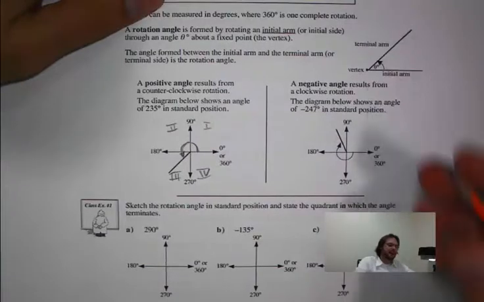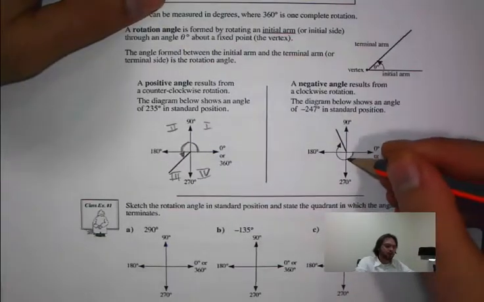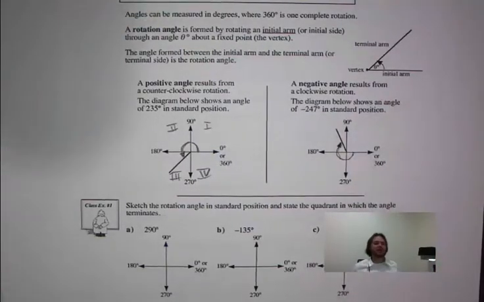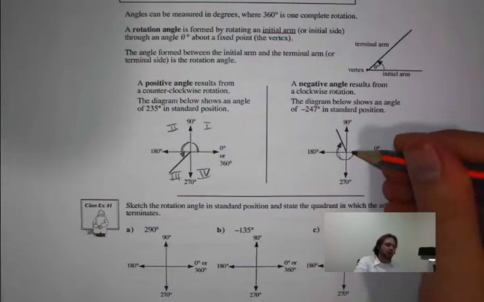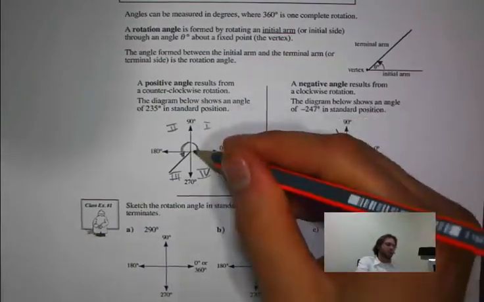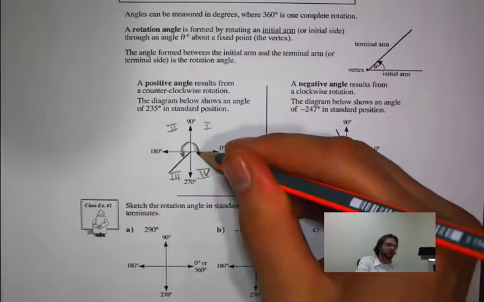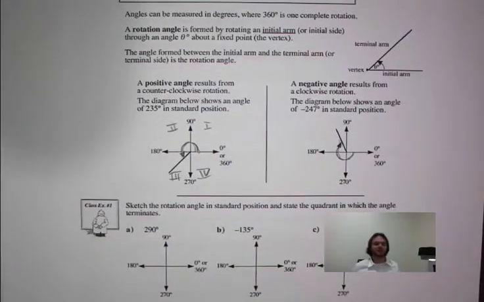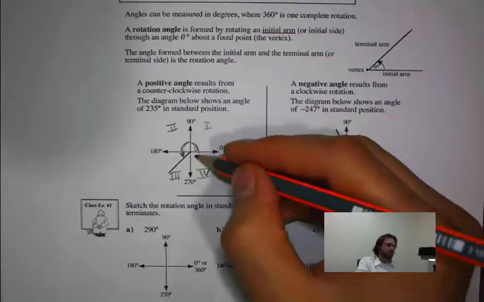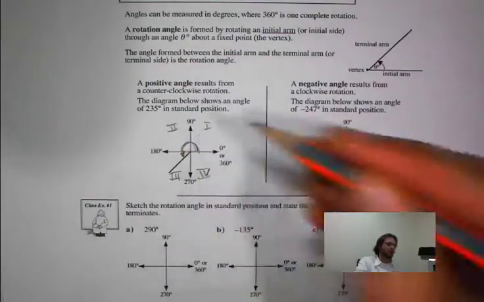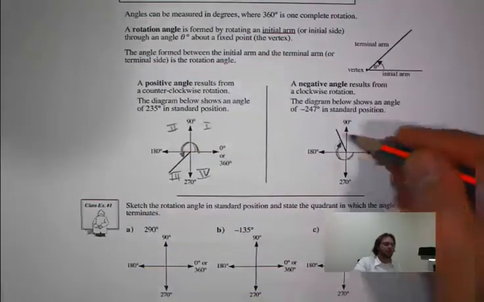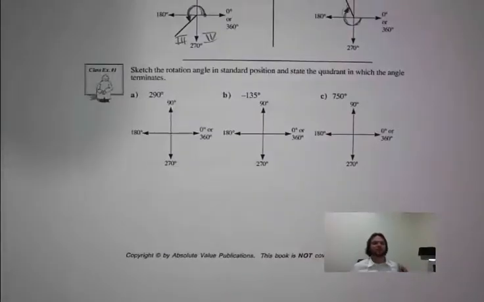Now if it's negative, we go in the opposite direction. So we go clockwise if it's negative, and counterclockwise if it's positive. We always start on the x-axis in the positive. So we go counterclockwise for positive and clockwise for negative. So here's an example to get through it.